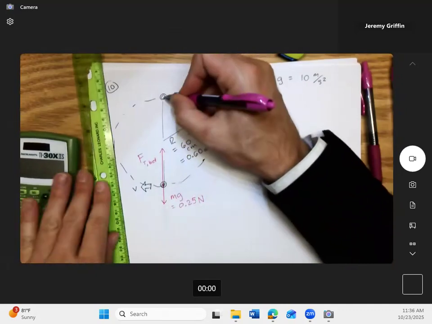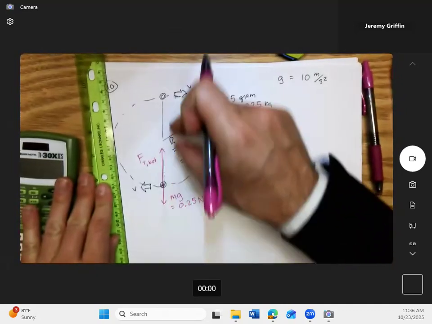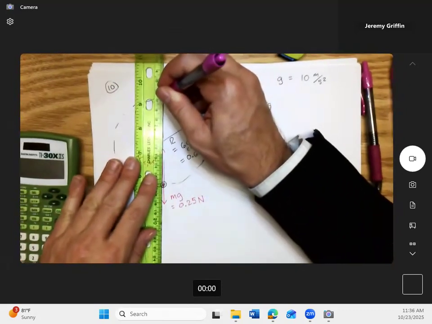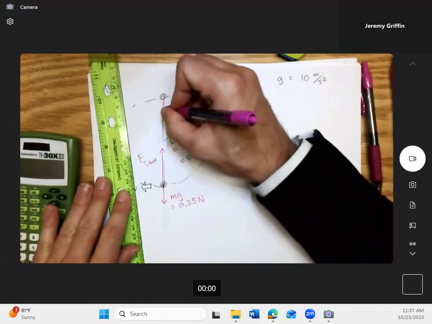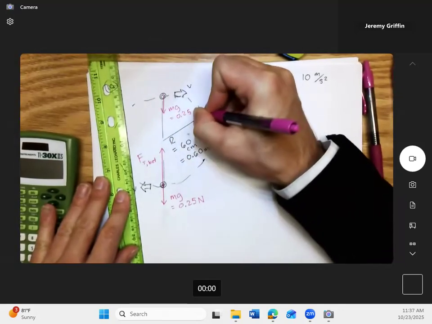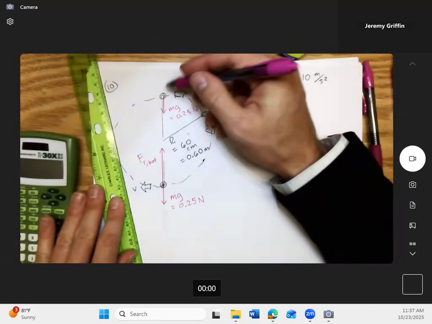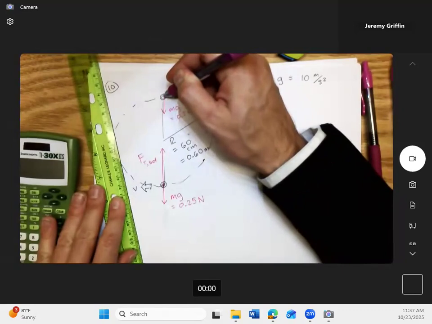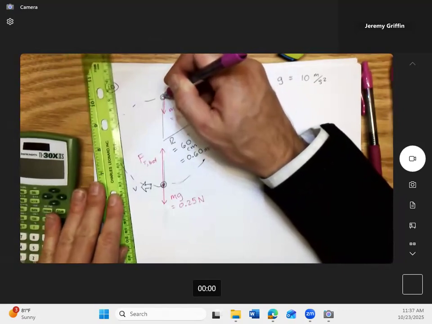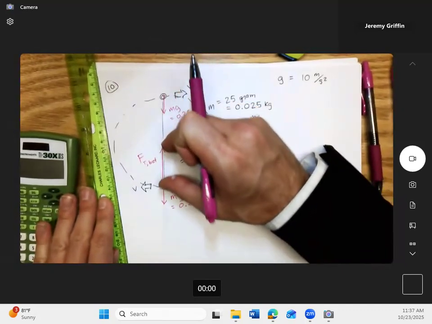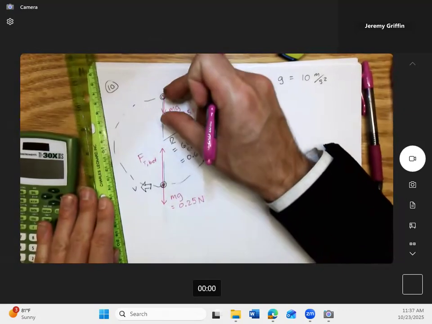At the top, does the washer have the exact same weight that it did down here? Yep. Same magnitude as before, mg, 0.25 newtons. That didn't change. But what about the tension? Which way does the tension pull? Downward. And if you had to guess, or maybe you have a pretty good intuition, how do you think the tension compares to the bottom tension? The top tension is what?